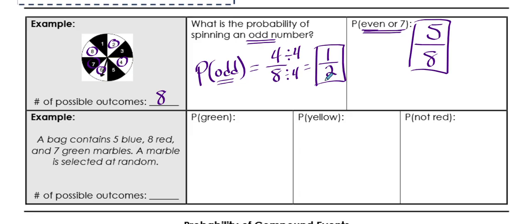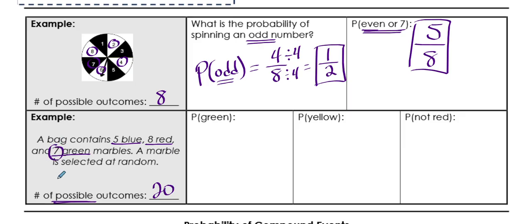In the second example, we have a bag of blue marbles, red marbles, and green marbles. A marble is selected at random. First, we always need to think about all the possible outcomes. So we could get any of these marbles. We're really just going to add these together. 7 plus 5 is 12, plus 8 is 20. So there's 20 possible outcomes when we pick out a marble.